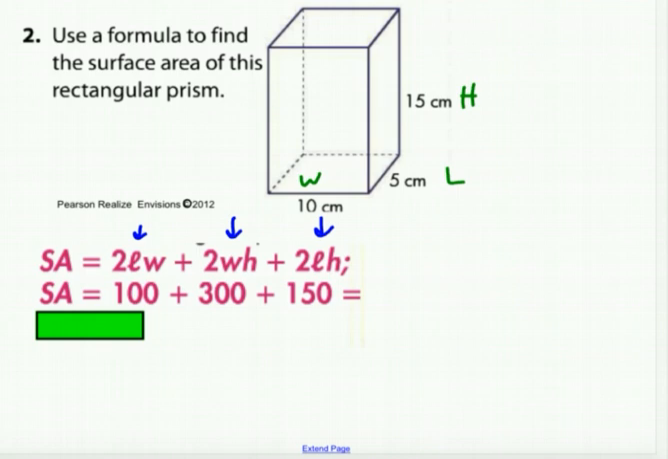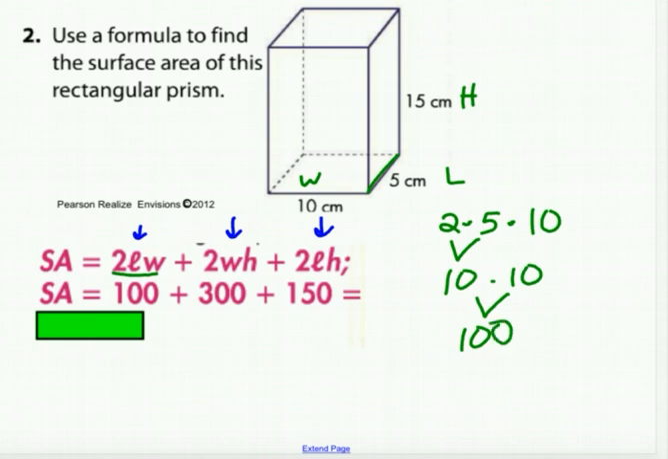and you'd get the following values. Okay? So if you were to take this, you would have 2 times the length of 5, because here's our length of 5, times the width of 10. If you do the math, you would then have 10 times 10, and then you would have 100. So that's where we came up with 100.